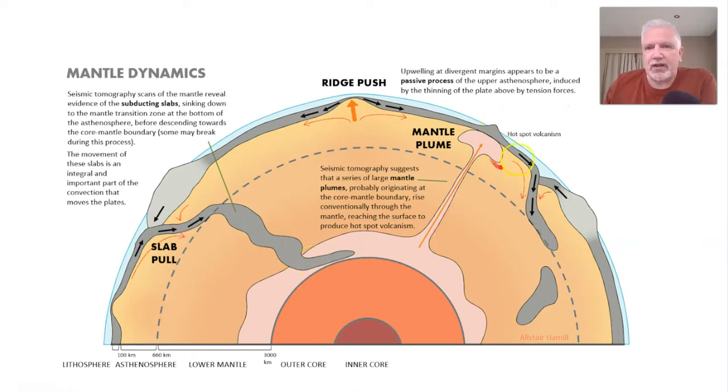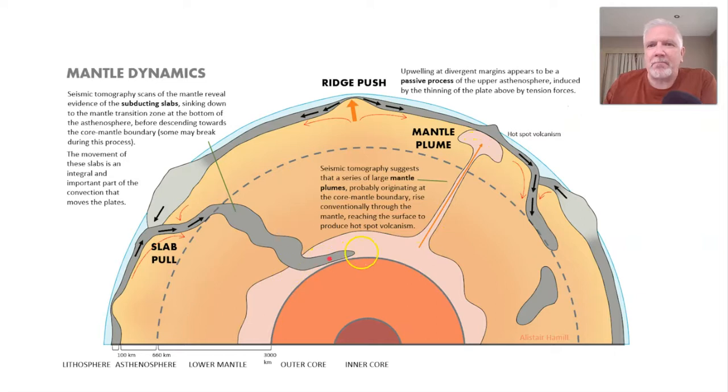Just to note, in terms of fullness of explanation, there is heating from below and upwelling of these mantle plumes. Unlike the slabs which come down as sheets, this comes up as a single conduit, maybe a couple of hundred kilometers wide, which can bring hot material to the surface to produce hotspot volcanism, such as at Hawaii.